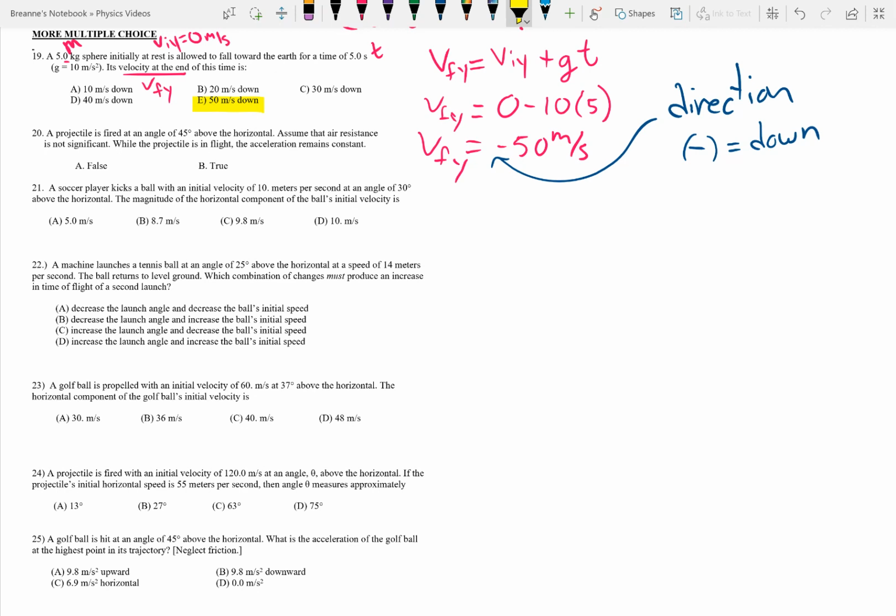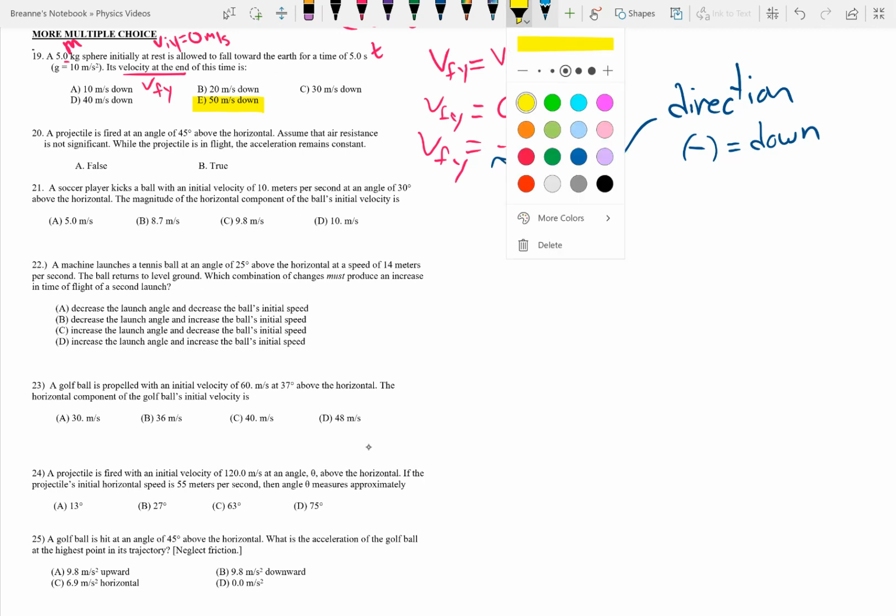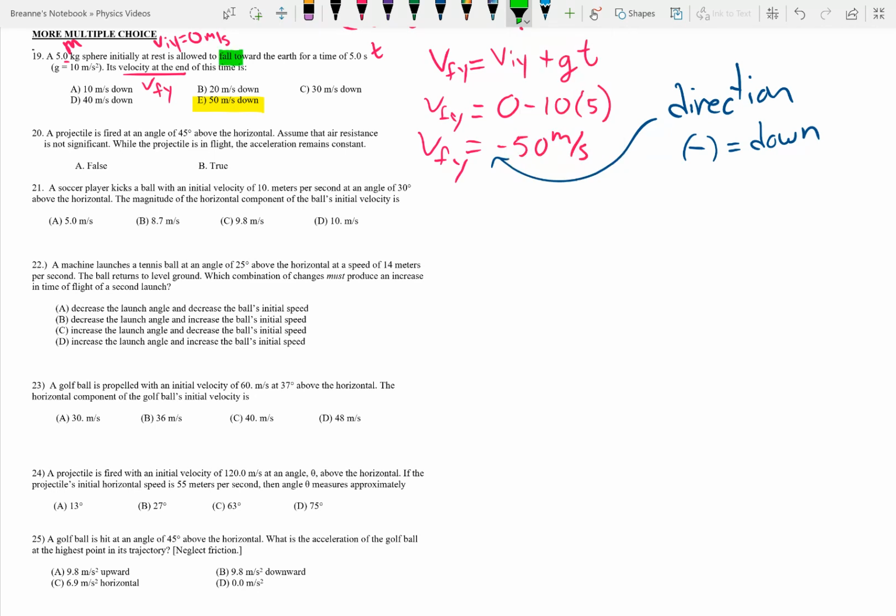So we couldn't use any of our other equations because we don't have our delta y, and we don't have our delta x, and we don't have our velocity in the x. The reason I knew to use the y is because this little thing right here said fall towards the earth. Falls towards the earth, again, that means down. So we're going down, that's in the y direction.